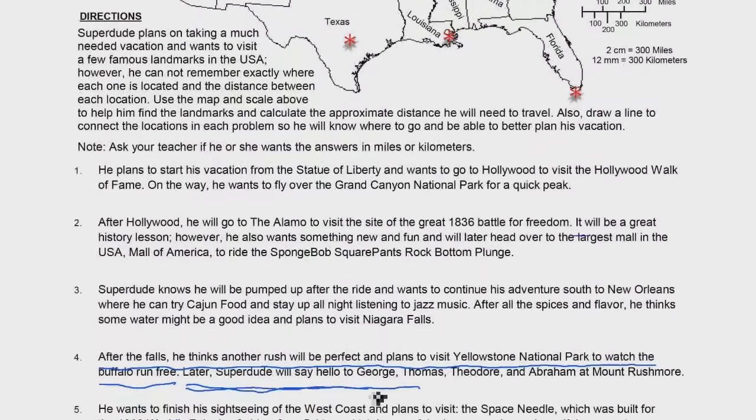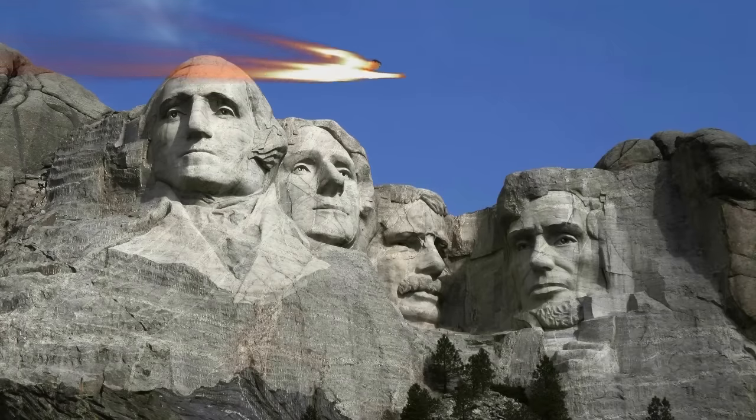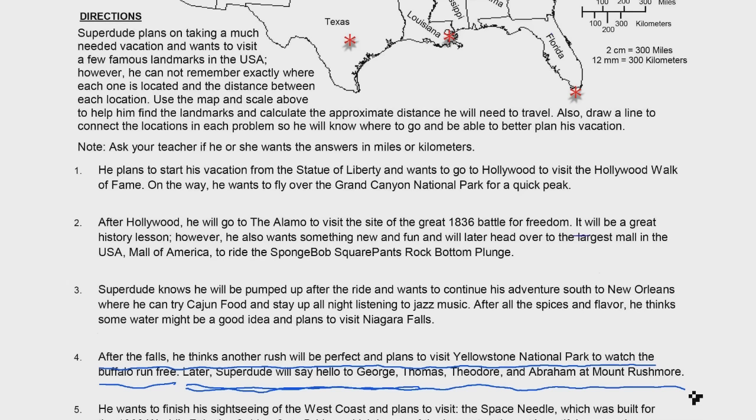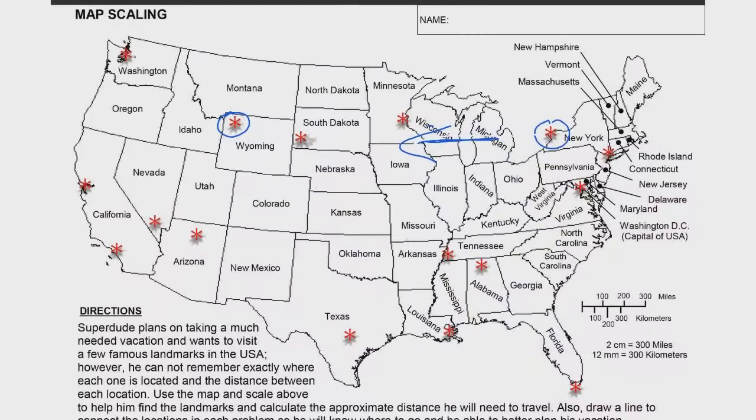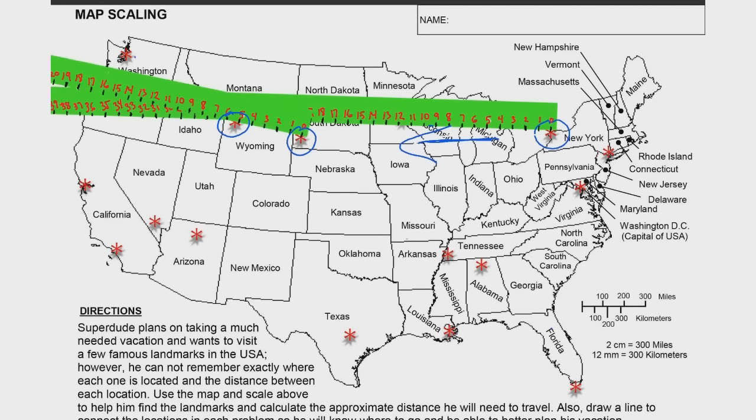Next it says, later, Super Dude will say hello to George, Thomas, Theodore, and Abraham at Mount Rushmore. Mount Rushmore is located in the Black Hills of South Dakota. It's where they carved the president's faces in the stone to show some respect. R-E-S-P-E-C-T, respect. And South Dakota is right there, so that must be Mount Rushmore. So your rulers will be here and here.